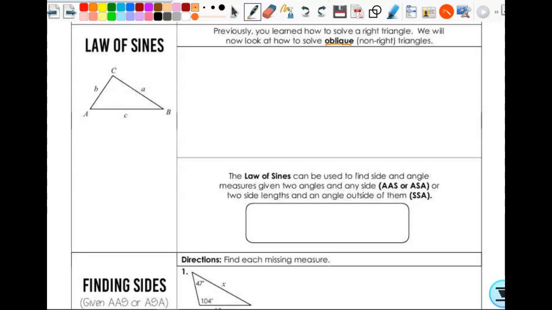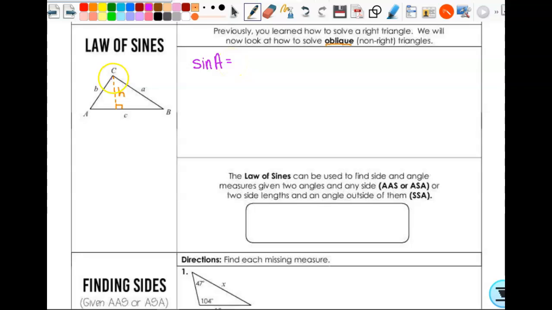So in this triangle right here that's not a right triangle, we're going to draw in the height. Height is always perpendicular to the base. And when I draw in the height, I've taken that oblique triangle and split it into two right triangles, and we know how to do trig ratios with right triangles. So the first thing we'll do is find the sine of angle A.